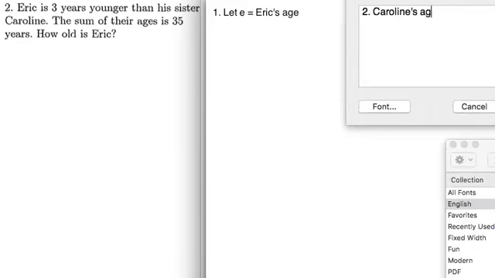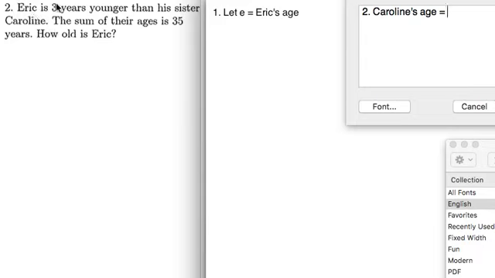Caroline's age is what? Where people have trouble here is they'll say, Eric is 3 years younger than his sister Caroline, so E minus 3 gives me Caroline. That's not what it's saying. Eric is 3 years younger than his sister Caroline. What that actually means is Caroline is 3 years older than Eric. Now, if you're saying to yourself, well, it doesn't say that in the problem, that's just something I'm saying by adjusting the words here. If it makes it easier for me to understand, that's what I'm going to do.